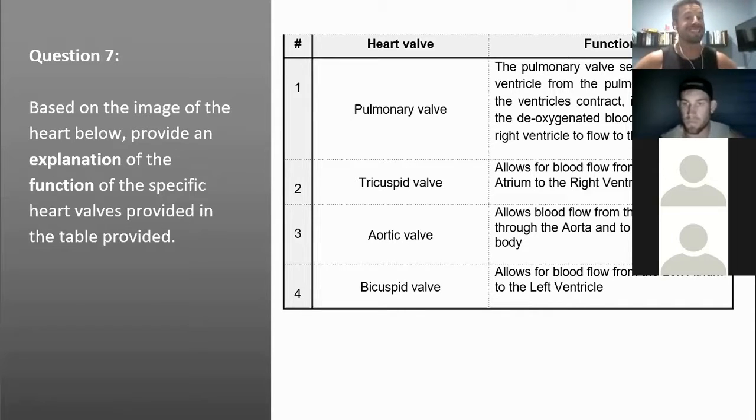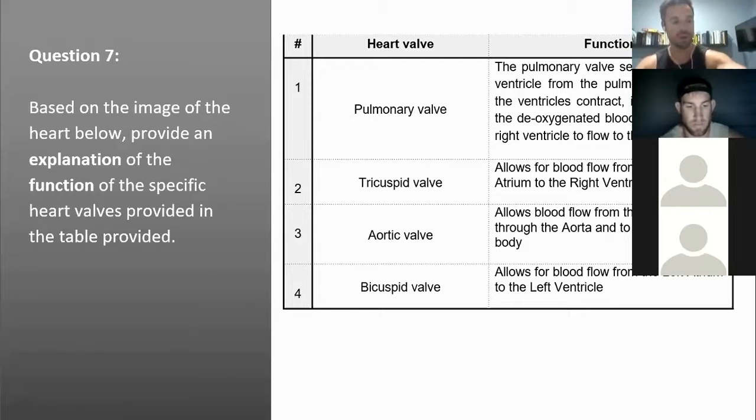Number three is the aortic valve. That's a really important valve, guys, because it allows blood to flow from the left ventricle through the aorta. The aorta is the giant artery that leaves our heart, the most important artery in our body, because all the blood leaves our heart through that big artery and travels to the rest of our body. So that aortic valve needs to be very, very strong.